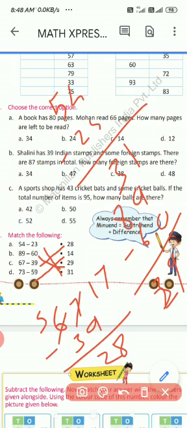Okay. Question number 2, answer is 14. Correct. Question number B, 48. Question number C, 52. Okay. So in the next video we will see how to subtract the following numbers from page number 41.